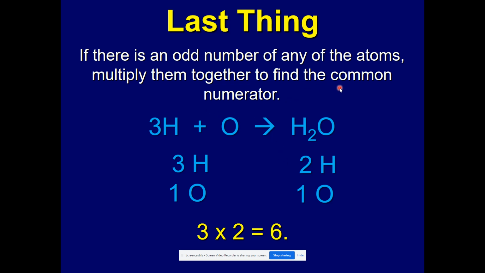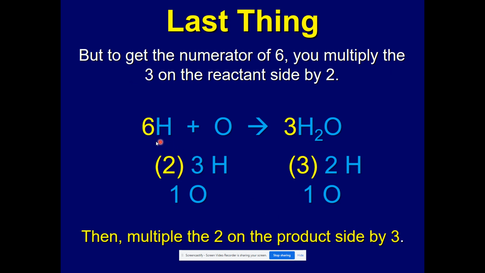Last thing, if there is an odd number of any of the atoms, so when you're doing this, like say here, you've got 3 hydrogen and 2 hydrogen over here. Well, 3 doesn't go into 2 and 2 doesn't go into 3, so you can't just multiply 2 by something to get a 3. We don't want to deal with fractions and stuff. So what you can do is multiply them by each other. So you have 6 as a common denominator or numerator. So what you would do here is you would multiply this side where you have 3 by 2. And so you'd put a 6 as a coefficient up here.